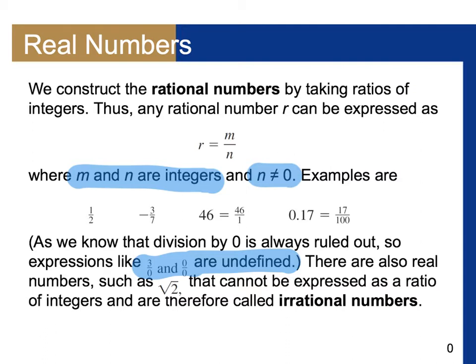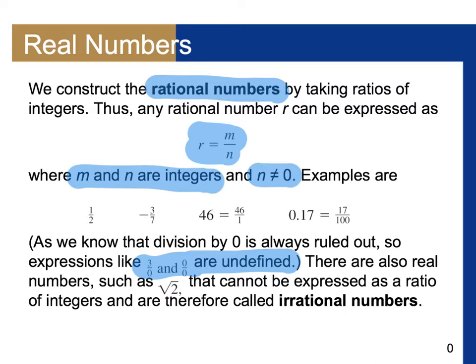Now let's talk about rational numbers. Rational numbers are ratios of integers. So if you take an integer divided by an integer, you get a rational number. So m and n here are integers, and then r is the rational number. Anytime we can divide two integers, we have a rational number. Now the one thing we can't do is divide by 0.